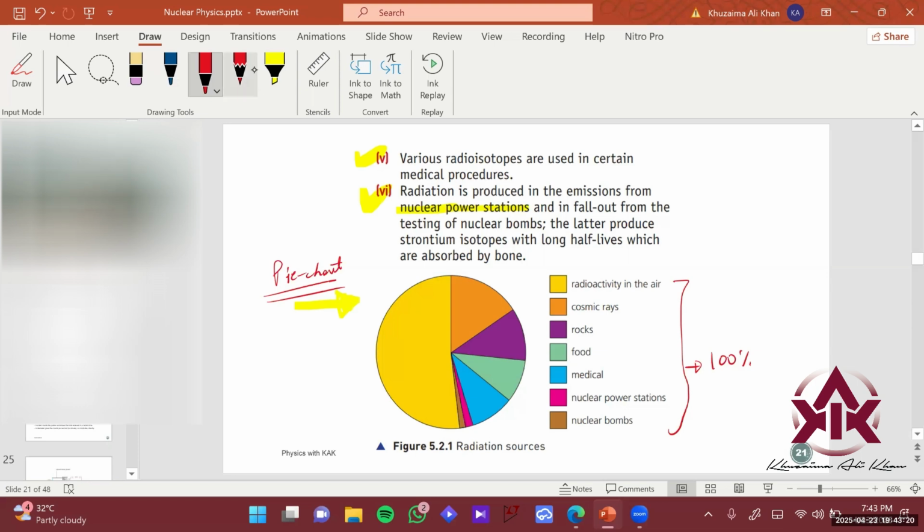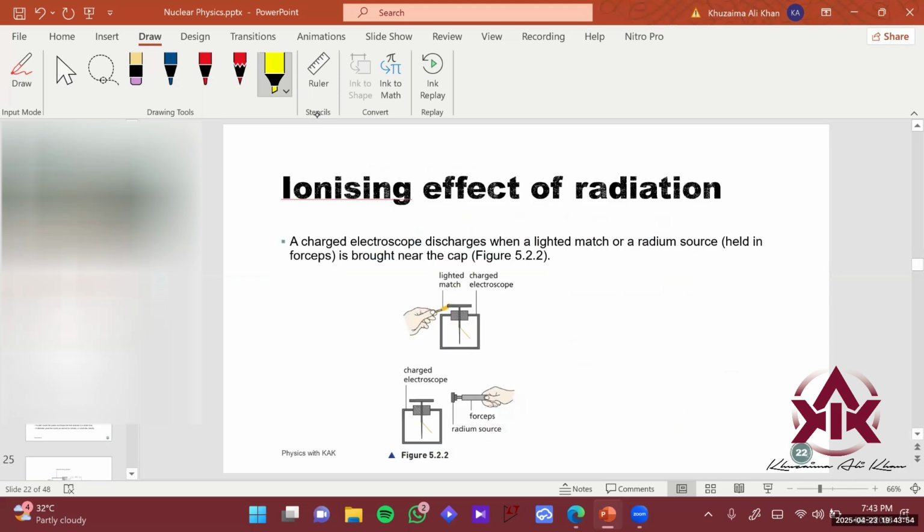We have radioactivity here, which is a huge chunk, right? Radiations are available in cosmic rays, which come from the universe, from space. That is again a huge proportion. Rocks, right? We have uranium rocks, we have granite rocks. Food, again, is a huge proportion. We are consuming radioactive food also. Medical, where they're used for medical processes like killing cancer cells. And we have radiations in nuclear bombs and nuclear power stations, and so on.